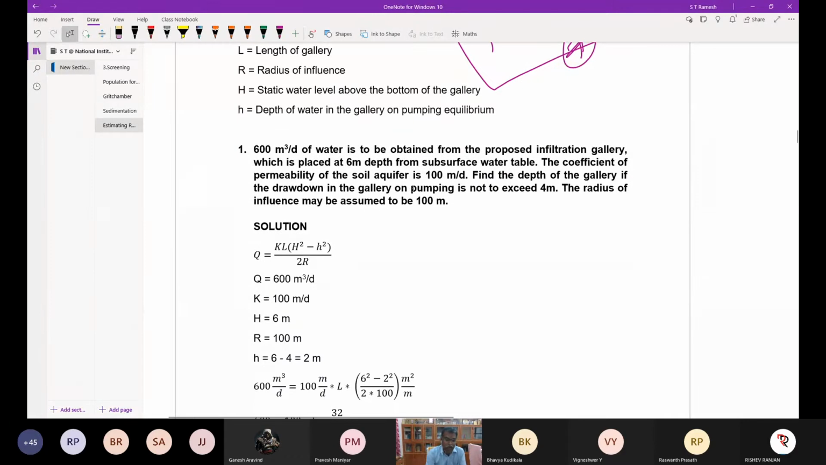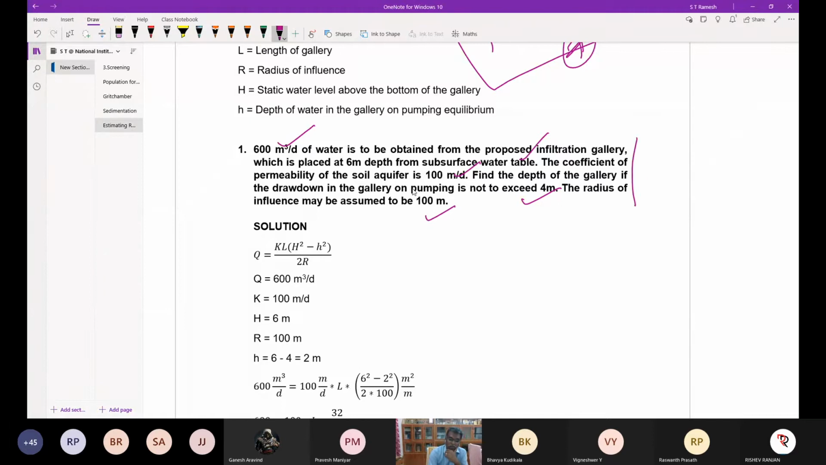Now you can read the problem. 600 meter cube per day of water is to be obtained from a proposed infiltration gallery, which is placed 6 meter depth from a subsurface water table. The coefficient of permeability of the soil aquifer is 100 meter per day. Find the length of the gallery if the drawdown in the gallery on pumping is not to exceed 4 meter. The radius of influence is measured to be 100 meters.